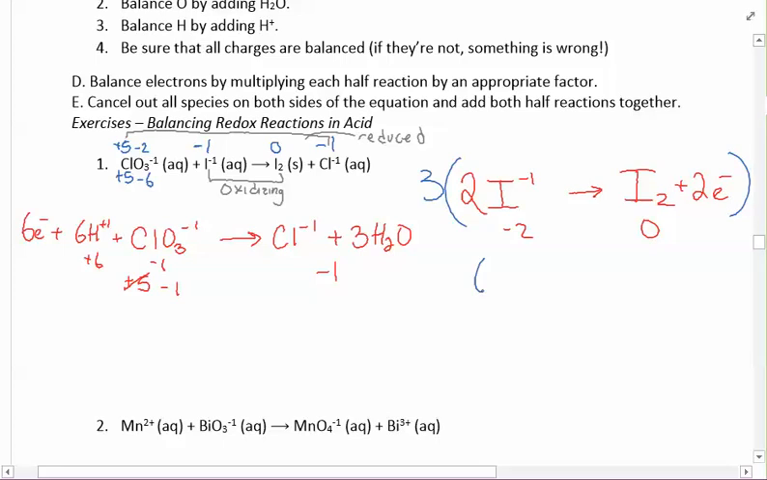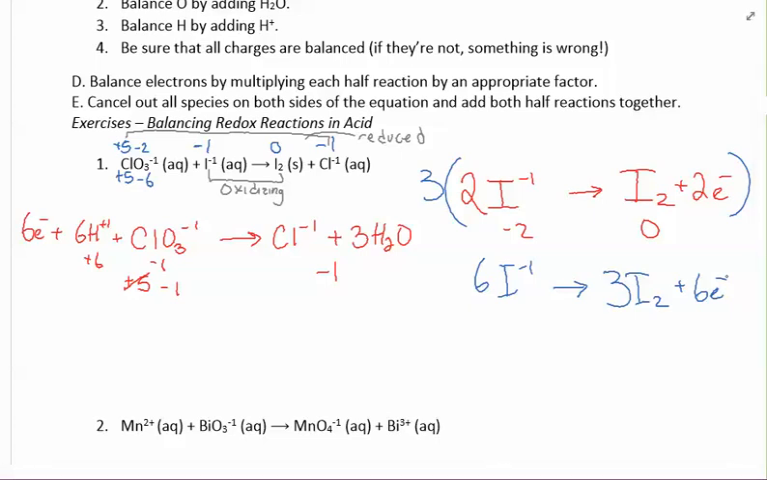So we're going to have 6 iodine ions and 3 iodine elements plus 6 electrons. I'm actually going to rewrite that below because the last step is adding the 2 equations back together.